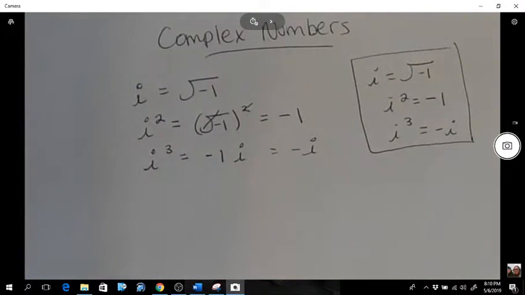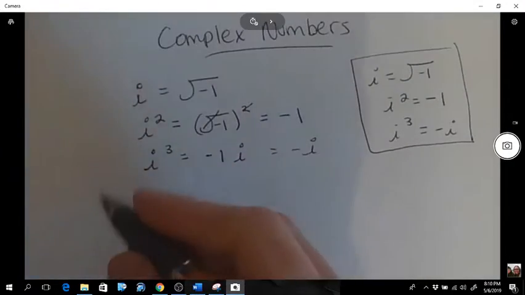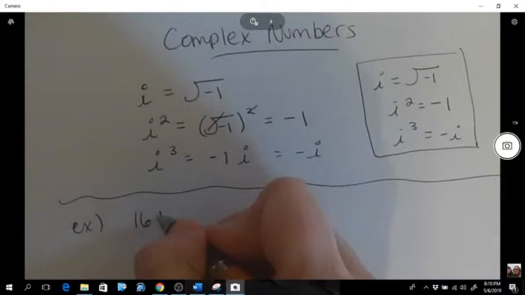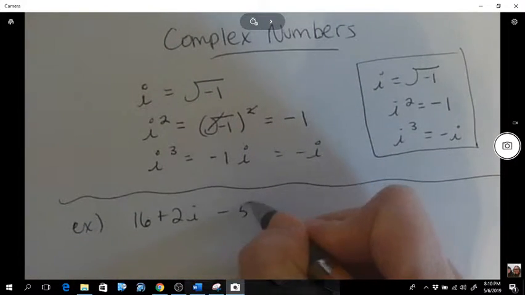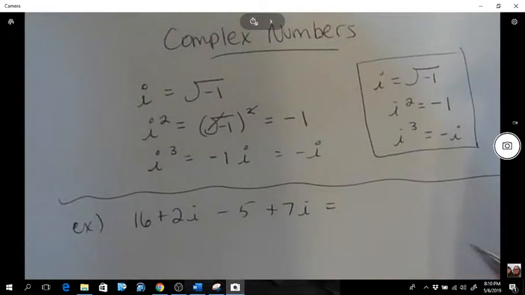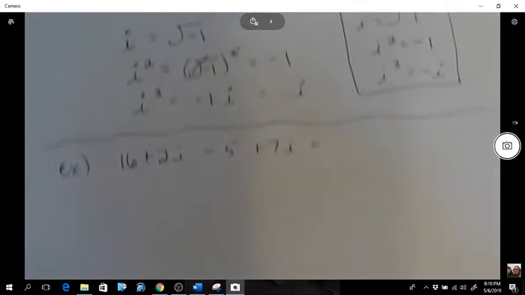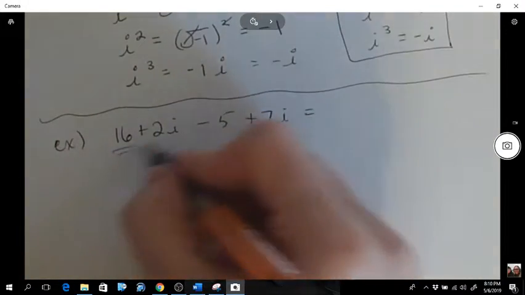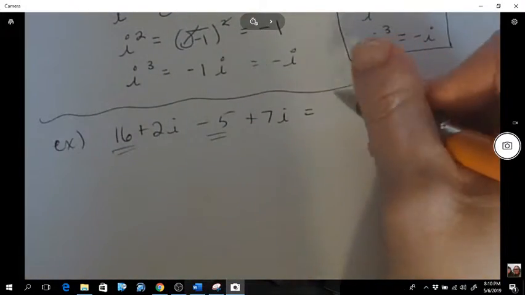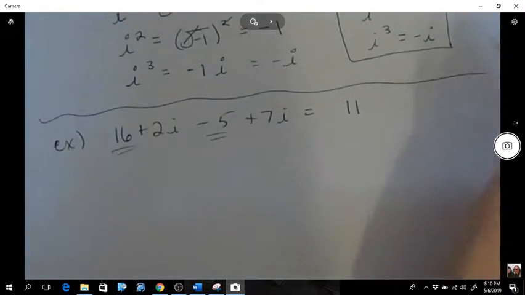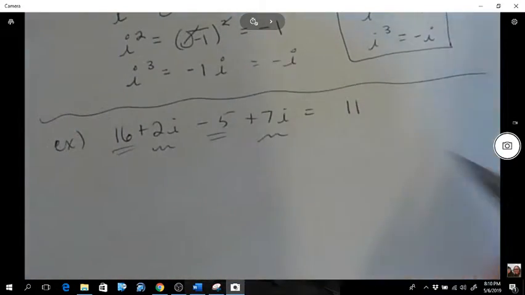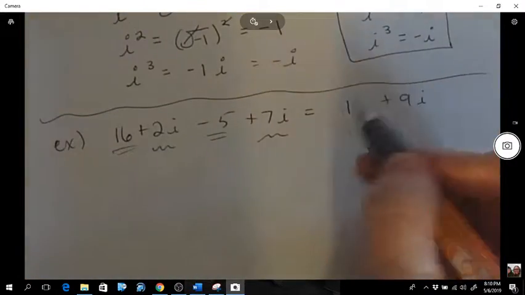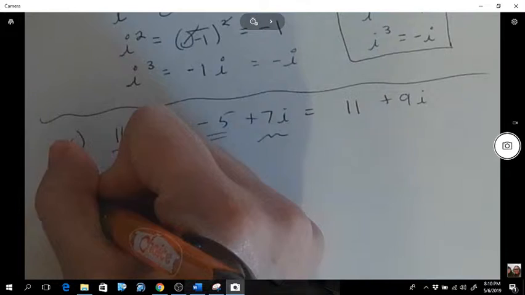Okay, so some basics. So that's the imaginary number. Complex numbers will involve both. Okay, so if we were to simplify this, it's just the same polynomial operations, adding like terms. So we can put the 16 minus 5 together to be 11, and then the i parts together to be plus 9i. And we usually write it with the number first and the imaginary part second.